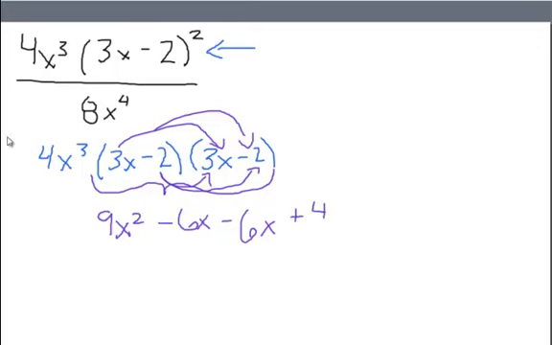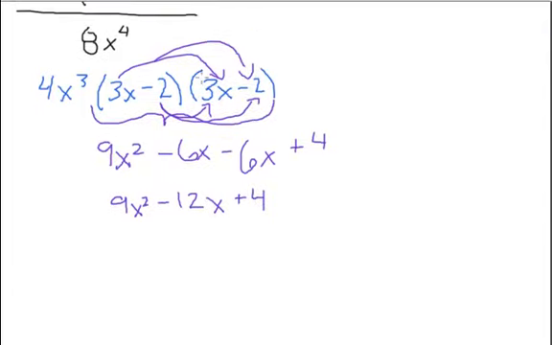Combine my like terms, so I'm going to have 9x². There's no other x² there, so that's good. Let's look at our x¹. There's an x¹ here, and an x¹ here, so negative 6 and negative 6 is going to give me negative 12x, plus 4. Okay, so I worked out this binomial, and now I'm going to look at what's outside the bracket. There is still that 4x³ that I haven't touched.